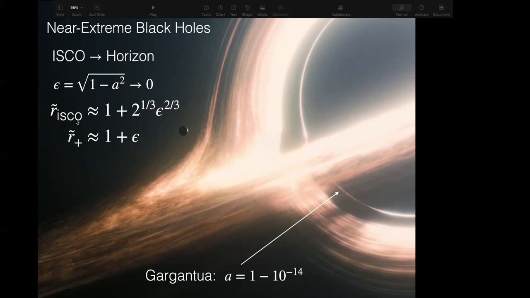Now, the picture I have here is from the film Interstellar. Most of us have probably seen this. The black hole in that, which they call Gargantua, typically has a mass of around 10^8 solar masses, but it's a near-extreme black hole.